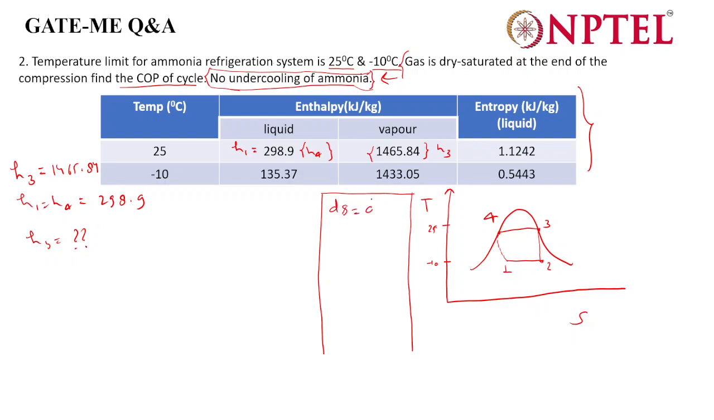ds is dq by T, right? Yes, sir. Okay, then what is dq, what is T here? T we can say this. Okay, fine, 263. Then what will you do here? dq is h_fg plus x h_fg at T, sir. This you are saying? Yes, sir.